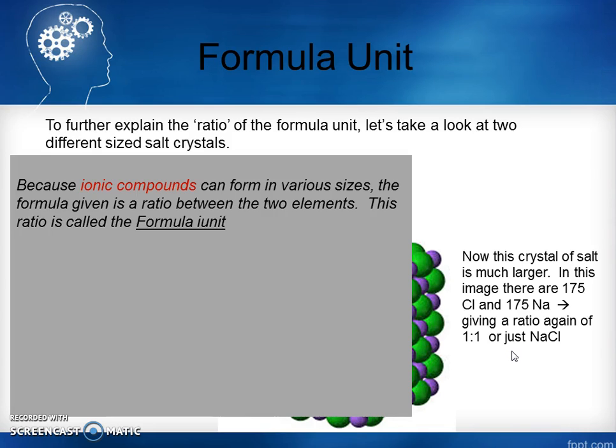So this is the thing here. Because ionic compounds can form in various sizes, as we just saw, the formula given is a ratio between the two elements. This ratio is called the formula unit.